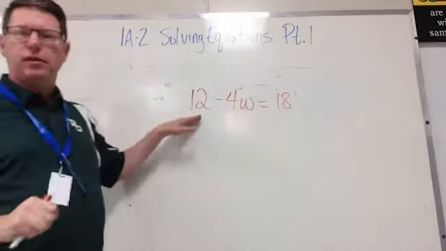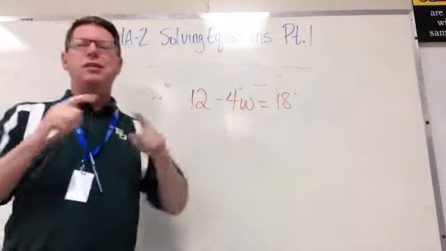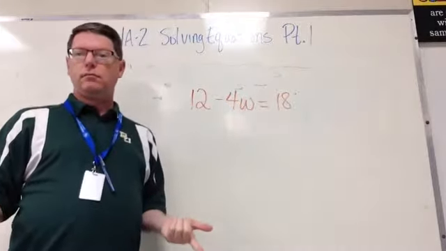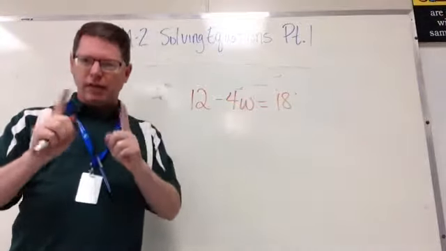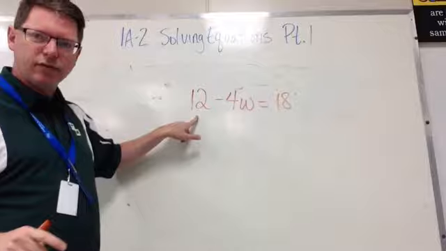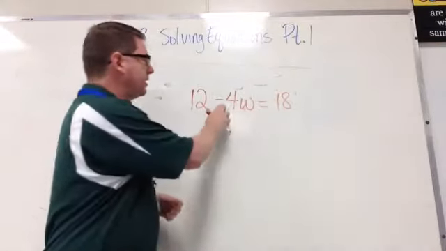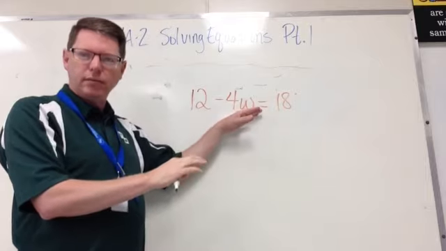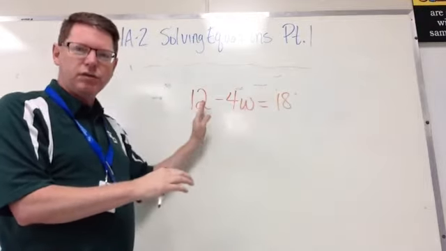Well, what kind of 12 is it? It's positive 12. So I've got to get rid of this, so what's the opposite of positive 12? You're right, that's negative 12, and negative and minus are the same thing, so I'm going to subtract 12 from both sides. Because if you look at that minus sign, the minus sign is attached to the 4w, not the 12. Okay? This minus doesn't have anything to do with this 12.